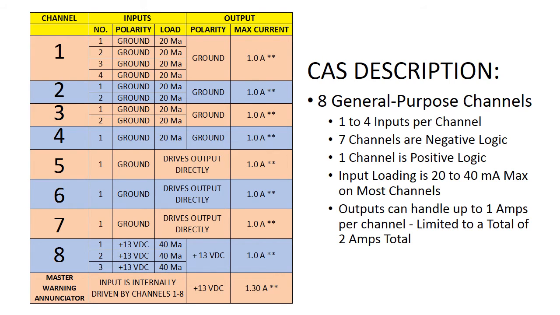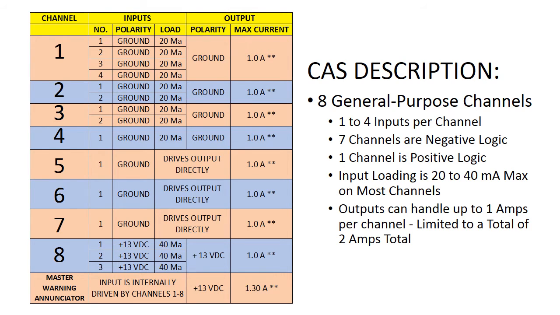And again, I'm rating all these things at 1 amp. The total load on the entire board should be limited to less than 2 amps. I have it internally fused to protect itself. So in practice, during a lamp test where everything is lit on the entire panel, including the Master Warning Annunciator, all the relays are energized. The load on this board, if you're using the same 80 milliamp indicator lamps that I am, would be 1.3 amps.